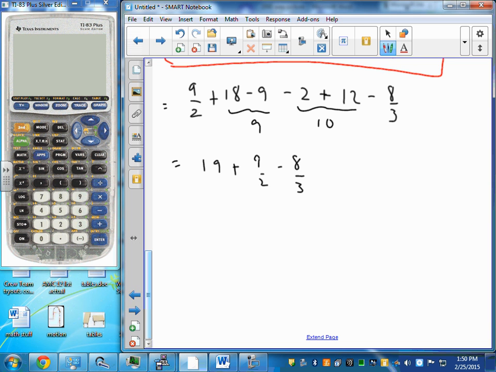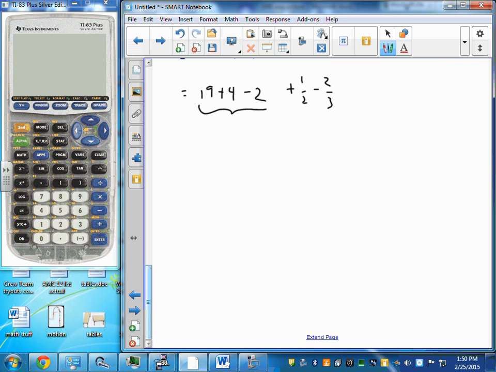Why don't we make this a little bit easier? This is 19 plus 4.5. I hate to use mixed numbers, but minus 2 and 2/3. So what do we have? 19 plus 4, take away 2, and then plus 1/2 and take away 2/3. So that just makes the fractions a little bit easier to deal with.